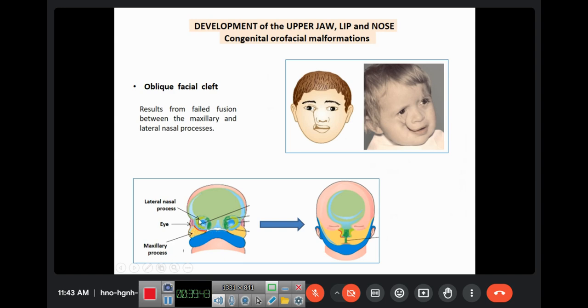If these processes fail to fuse, we will form this oblique facial cleft, which connects the mouth with the eye. So the stomodeum, future mouth, and the eye here. The nasolacrimal groove should be formed here, but if the fusion of the maxillary process with the lateral nasal process is incomplete, we will have the oblique facial cleft.